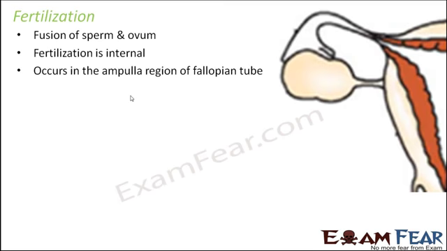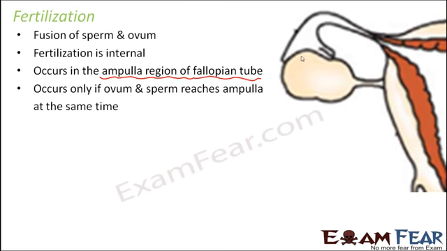So where exactly does it occur inside the female body? It occurs in the ampulla region of the fallopian tube. If you see the egg which gets released from here, it reaches the ampulla region. This is the infundibulum and this wider portion is the ampulla region of the fallopian tube. The sperm enters through the vaginal opening and finally travels to reach this place. So this is the place where both of them meet. It occurs only if ovum and sperm reach the ampulla at the same time. Both of them have to reach there at the same time.